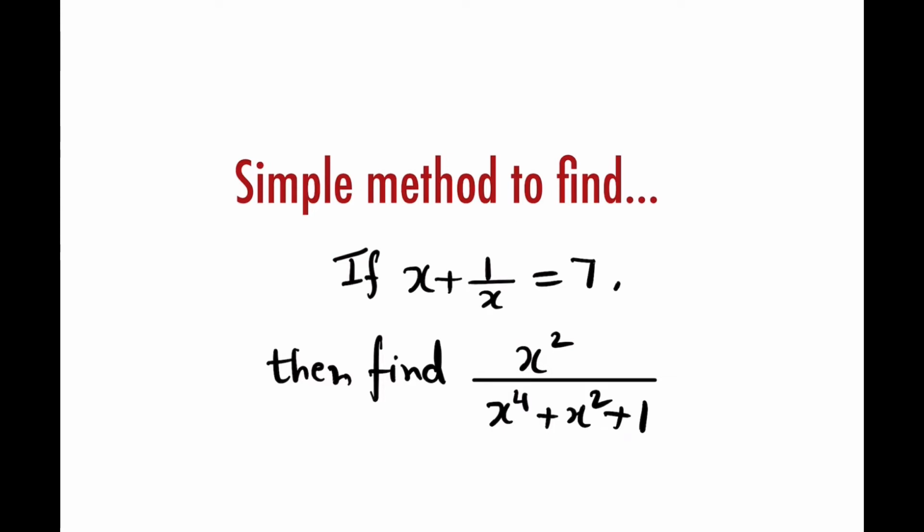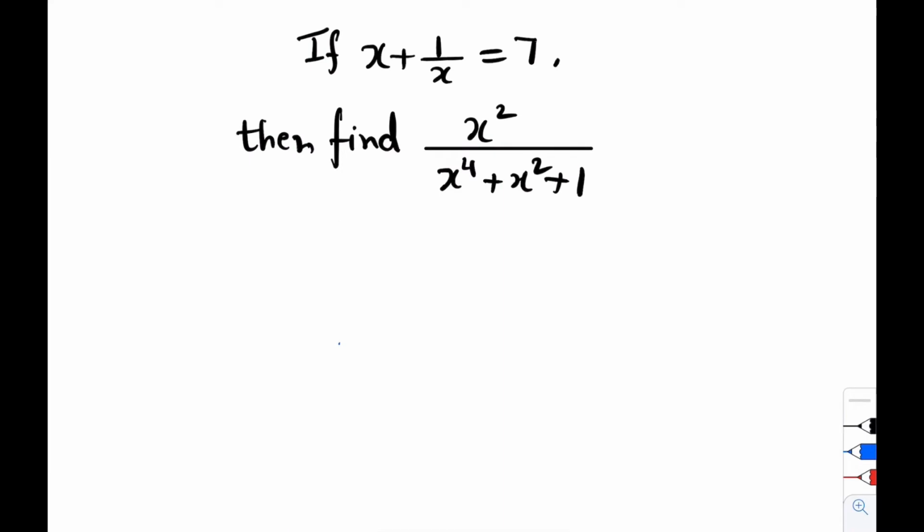Let's start. If x plus 1 by x equal to 7, then find x square upon x4 plus x square plus 1. So here we have given x plus 1 by x equal to 7.